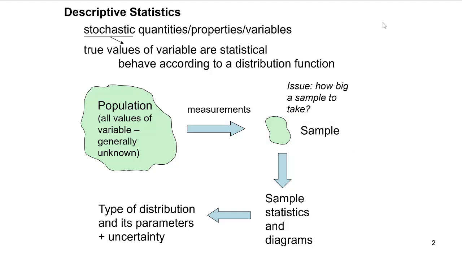There arises an issue. How big of a sample should you take such that your sample is representative of the population? There's always a chance that your sample is not going to be representative of the population. After we take a sample, we usually generate sample statistics and diagrams. We also then try to analyze the type of distribution, its parameters, and its uncertainty. So in this screencast, I'm just going to cover how we can calculate descriptive statistics for our sample.